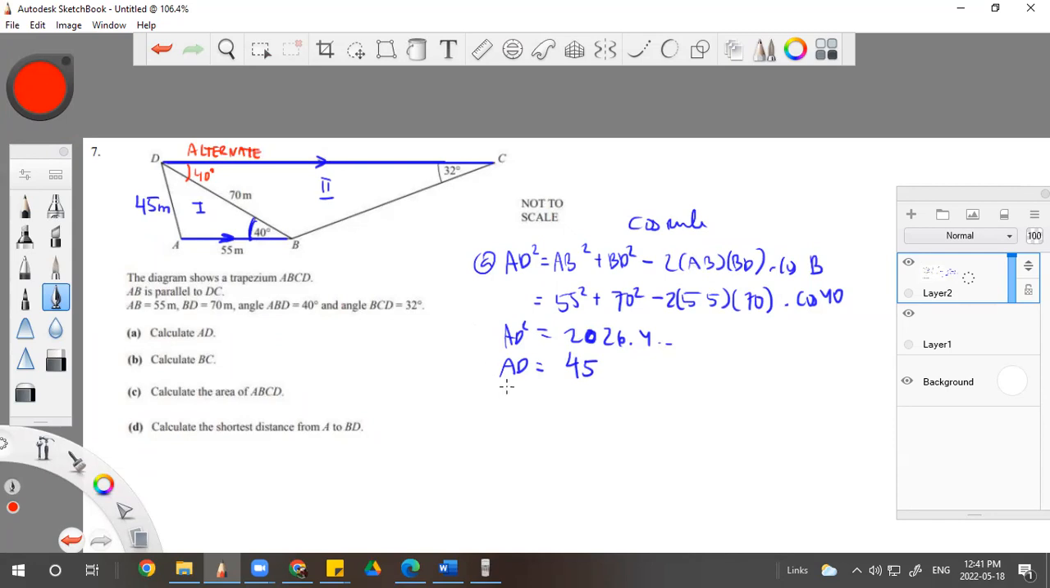Okay, I almost forgot about this. So how do you calculate BC? We have the opposite angle, so we use the sine rule on triangle BDC, the second triangle. So 70 over sine 32 equals BC, which we want to find, over sine 40.